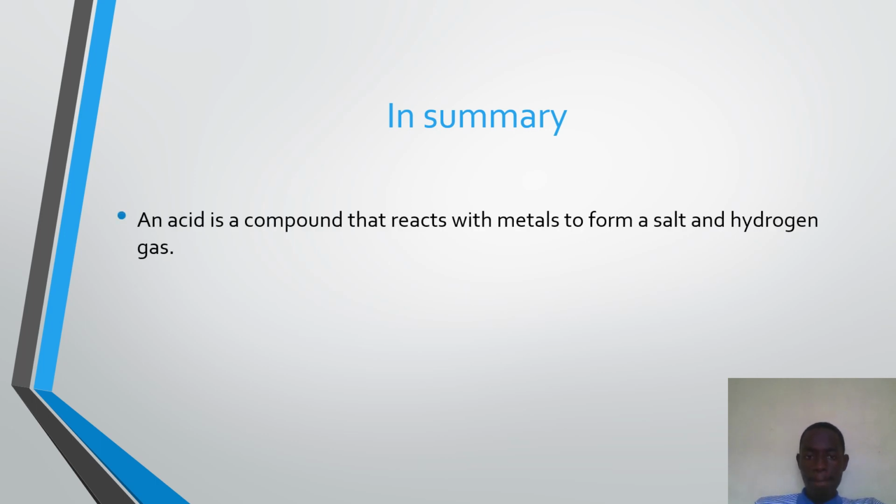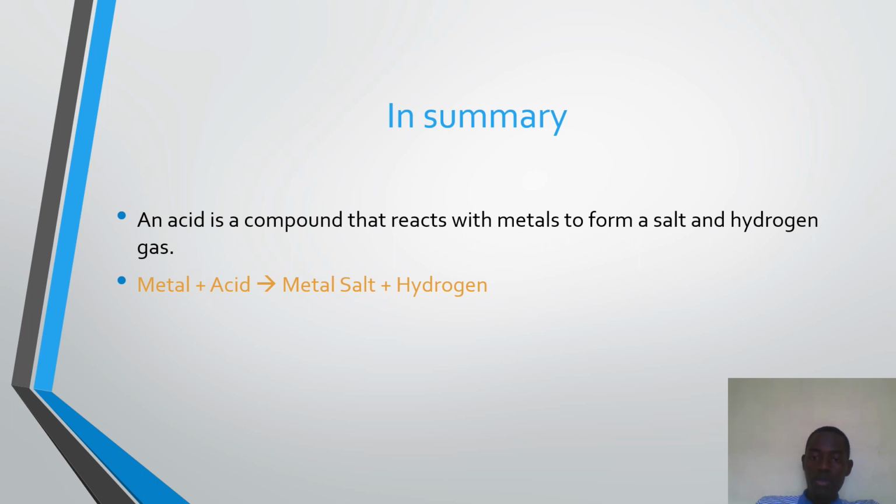And now from the video, I hope you saw and heard the pop sound that was produced when the magnesium reacted. Now, in summary, we can say that an acid is a compound that reacts with a metal to form a salt and hydrogen gas. If you add a metal to an acid, metal salt and hydrogen gas are produced.